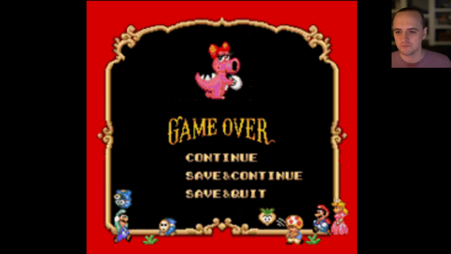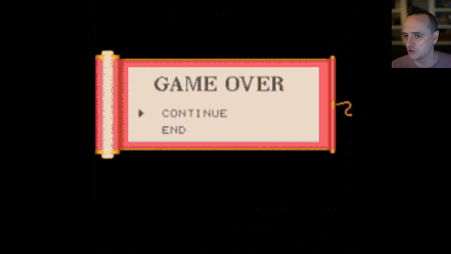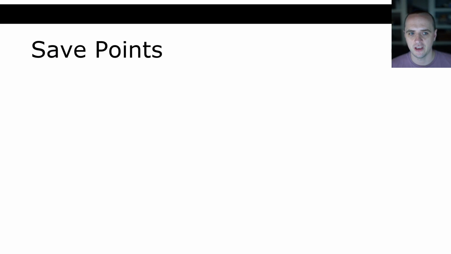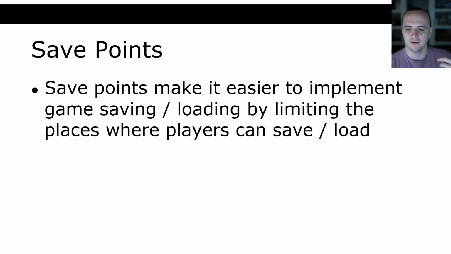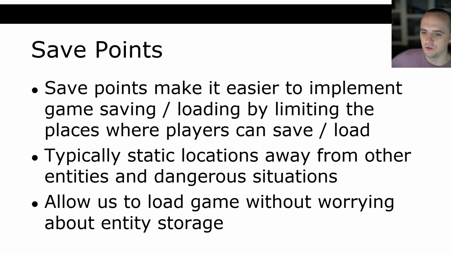All right. So that's continuing and Game Over. That's one way you could do it, especially if you're doing a more retro game style. Save points. Save points make it easier to implement game saving and loading by limiting the places where a player can save and load. Typically, in an RPG, for example, or an action game or any game, save locations are away from other entities and dangerous situations, and they allow us to load a game without worrying about entity storage.